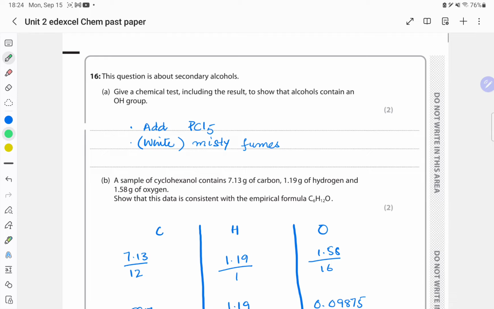This question is about secondary alcohol. So always remember, underline the question whenever you're attempting it, so that you don't need to put more effort into understanding the question and reading it again and again. Give a chemical test including the results to show the alcohol contains an OH group, and for that, we have phosphorus pentachloride. Add this, and then misty white fumes are going to be formed.